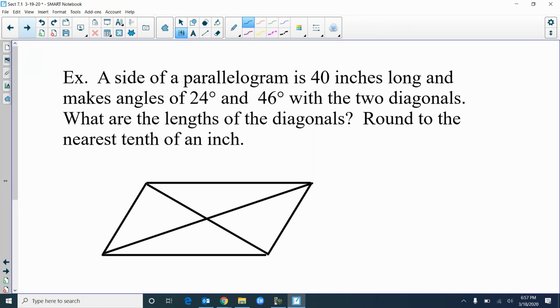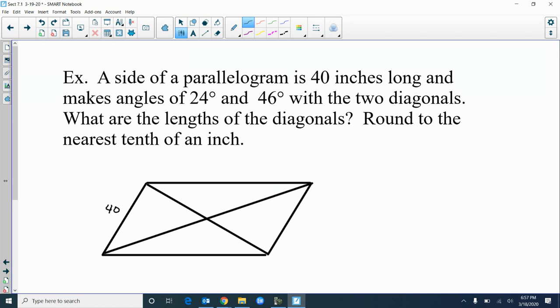So a side of a parallelogram is 40 inches long. I'll make it this side on the left. And it makes angles of 24 degrees and 46 with the diagonals. What are the lengths of the diagonals, rounded to the nearest tenth of an inch?